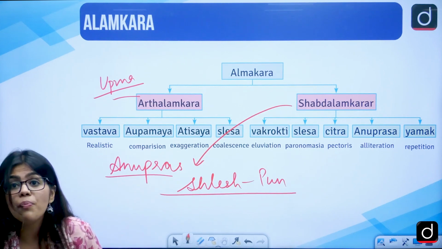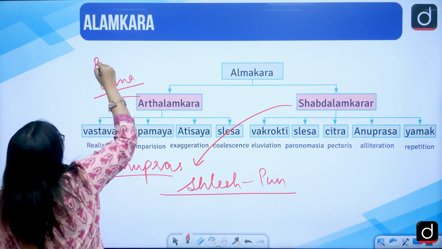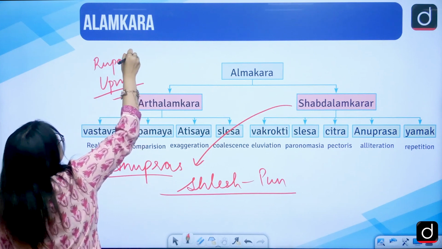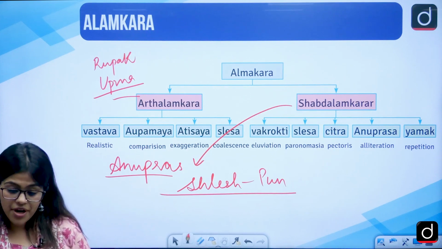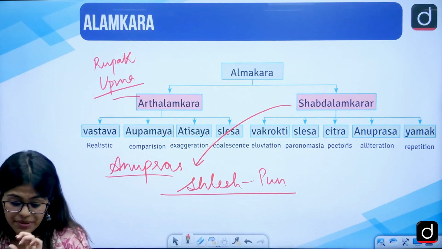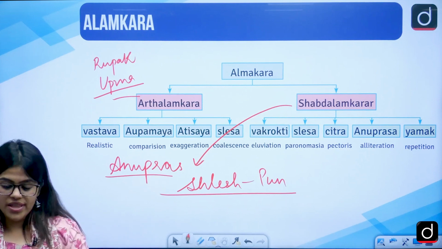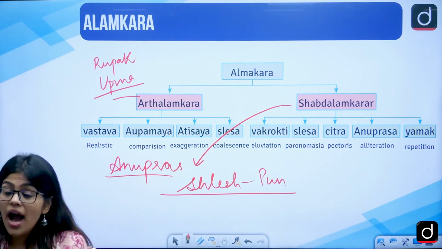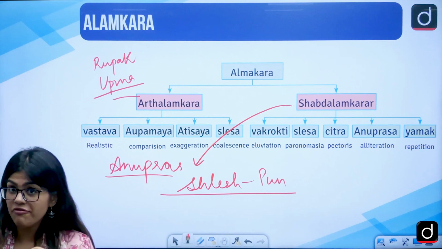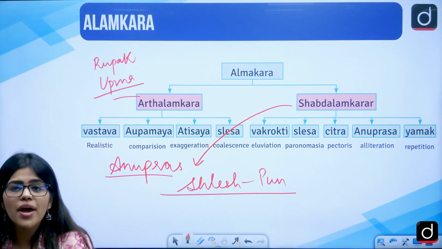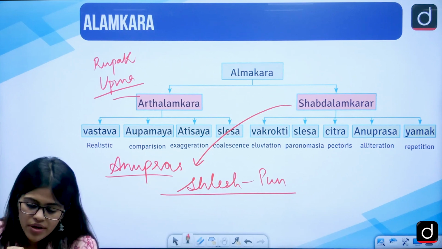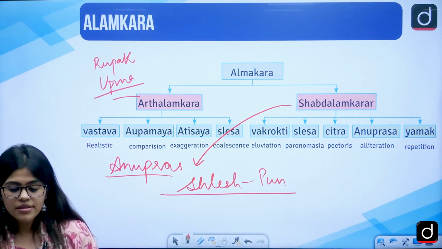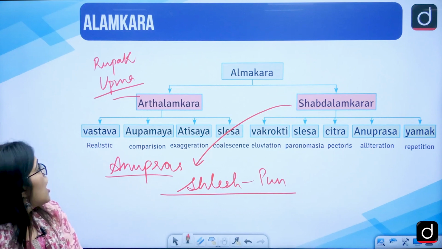We have Rupak. Rupak is another Artha Alamkara. It is metaphor. The comparison is made between two different objects without like or as. You have a flower face. Your face looks like a flower, right? So here you are directly telling the person and you're not using as or like. So these are the different kinds of Artha Alamkara.